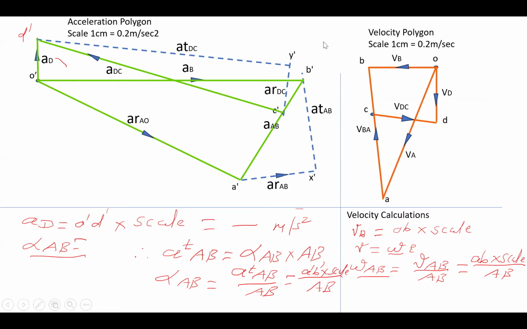So this is the acceleration diagram for the mechanism which contains the 6 links.